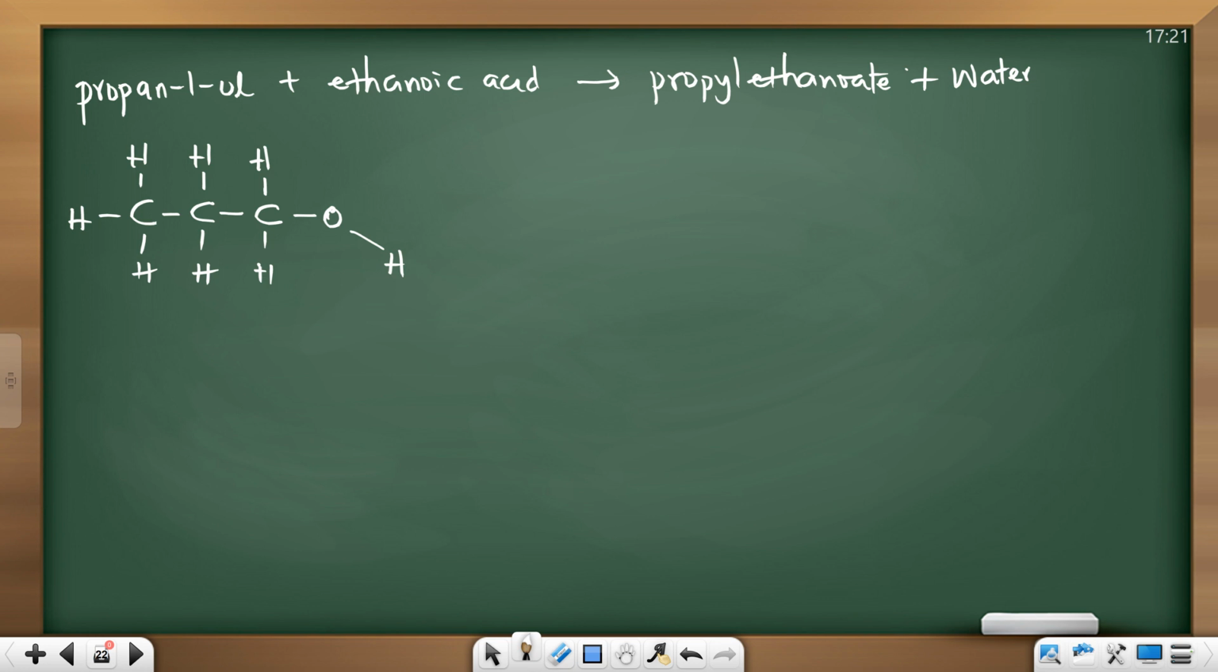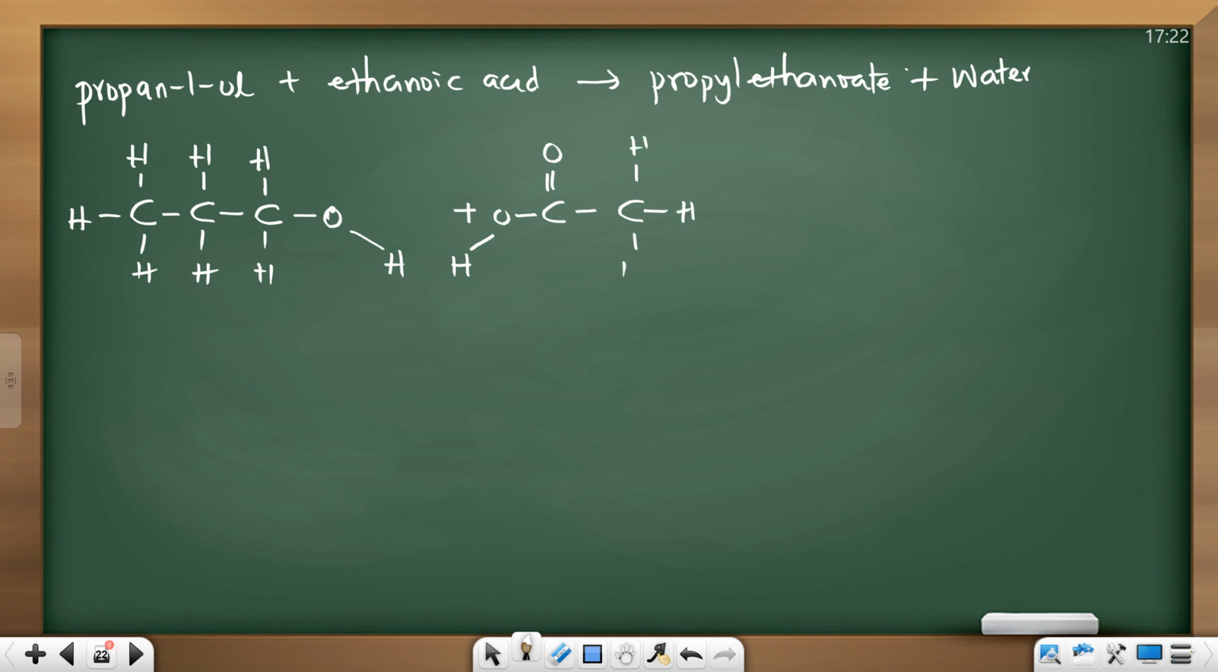Ethanoic acid. How many carbon atoms? 2. You must know all of those. If you don't know that by now, I don't know how to help you anymore. Ethanoic acid, again your functional group. Draw it: COOH. Do you see that? 2 carbon atoms.